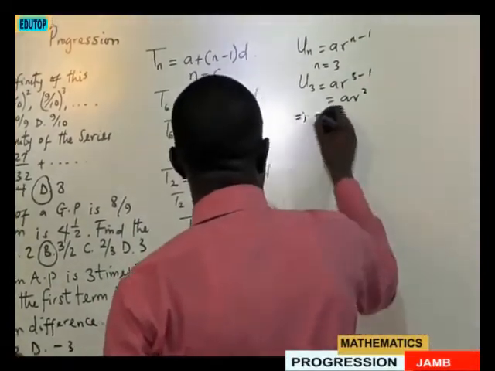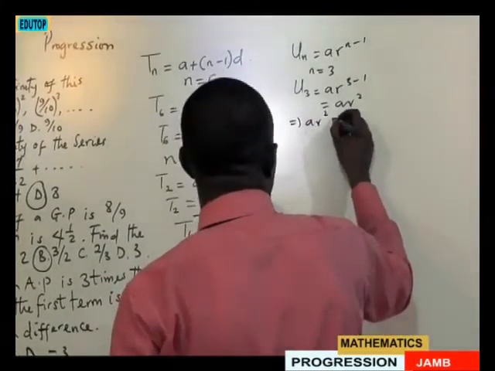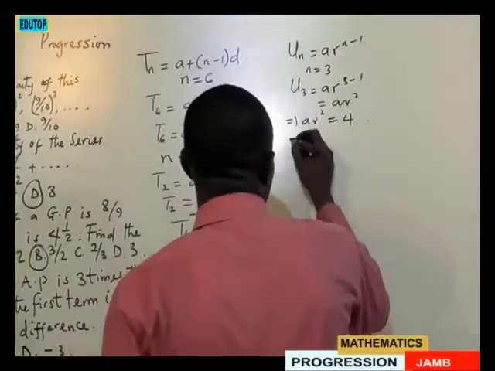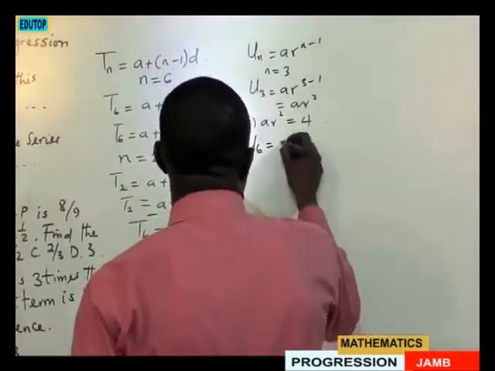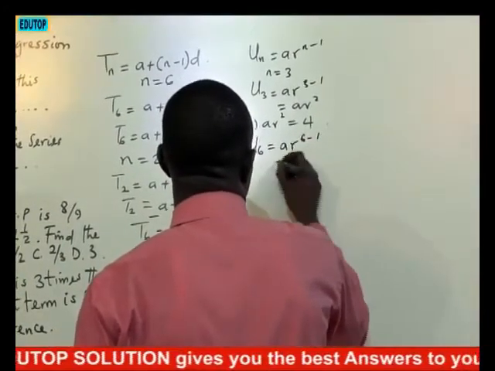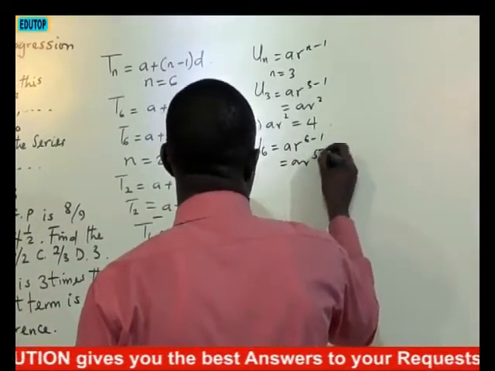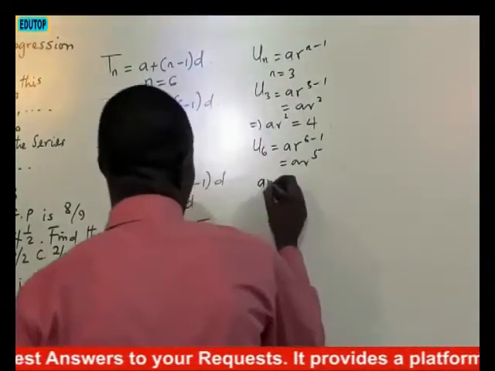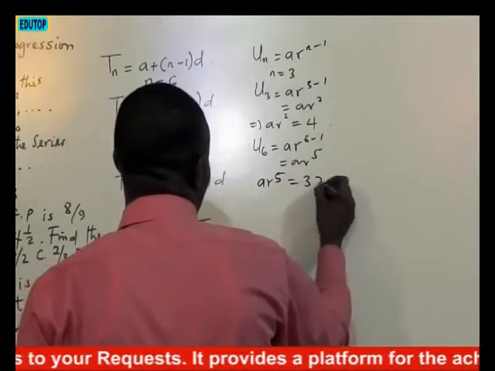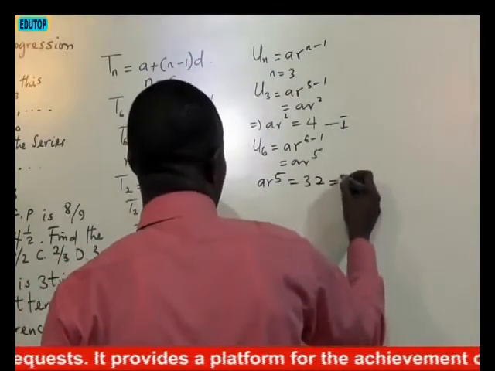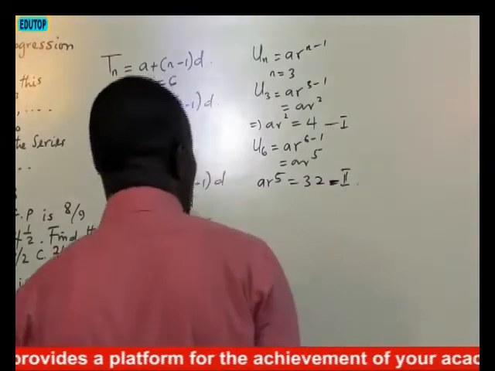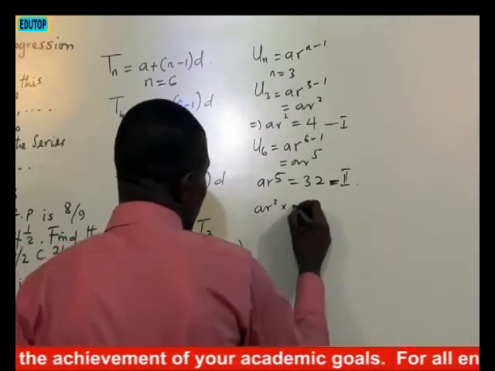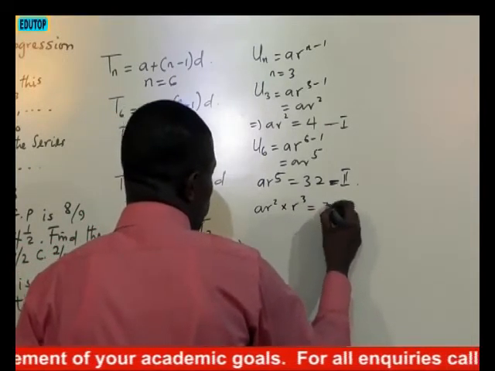And the third term has been given to be equal to 4. While the sixth term, that's U6 when n is 6. I have a r raised to 6 minus 1. That's a r raised to 5. They gave us a r to the 5 equal to 32. So I have this as equation 1 and this as equation 2. Now in this situation, I know vividly that if I'm to break this second equation, a r squared times a r cubed is equal to 32.